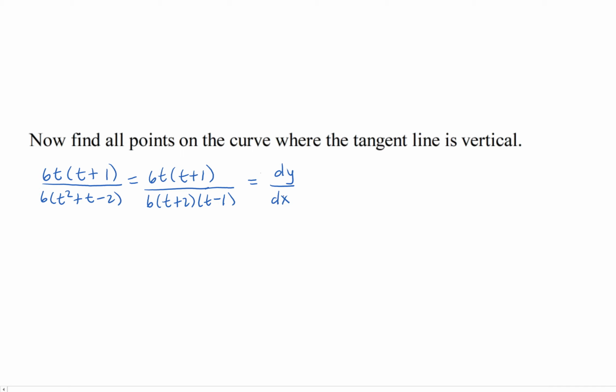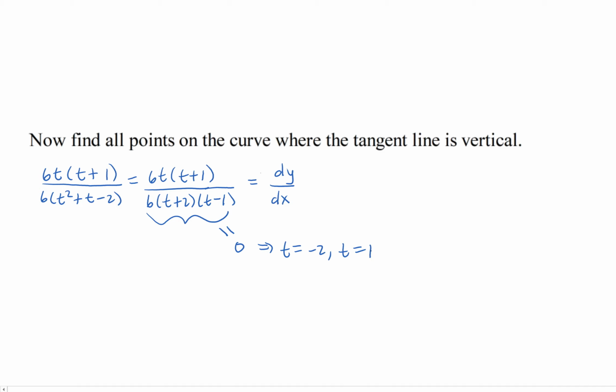And as we can see, like we already stated, there are no values of t that make the numerator 0 and denominator 0 simultaneously. And thus, the values of t that make the denominator 0 are going to be the values of t which result in a vertical tangent line to the curve that we're looking at. What are those values? When does this denominator equal 0? Well, that's going to be when t is negative 2 or t is equal to 1.